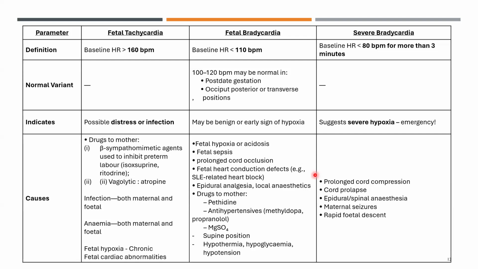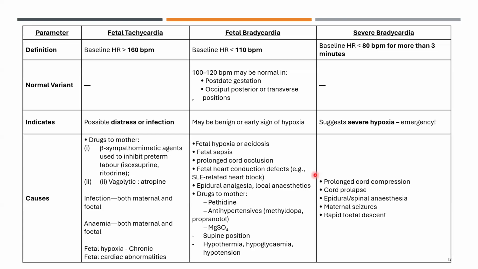However, in some cases, you need to take it a little more seriously if it's continuous. Why? Because it could be an early sign of hypoxia. It could be a sign that there's prolonged cord occlusion, sepsis, or maybe a heart defect causing it. Sometimes medications given to the mom, such as the epidural, can also cause bradycardia. MgSO4, supine position, and all the hypos: hypothermia, hypoglycemia, hypotension.